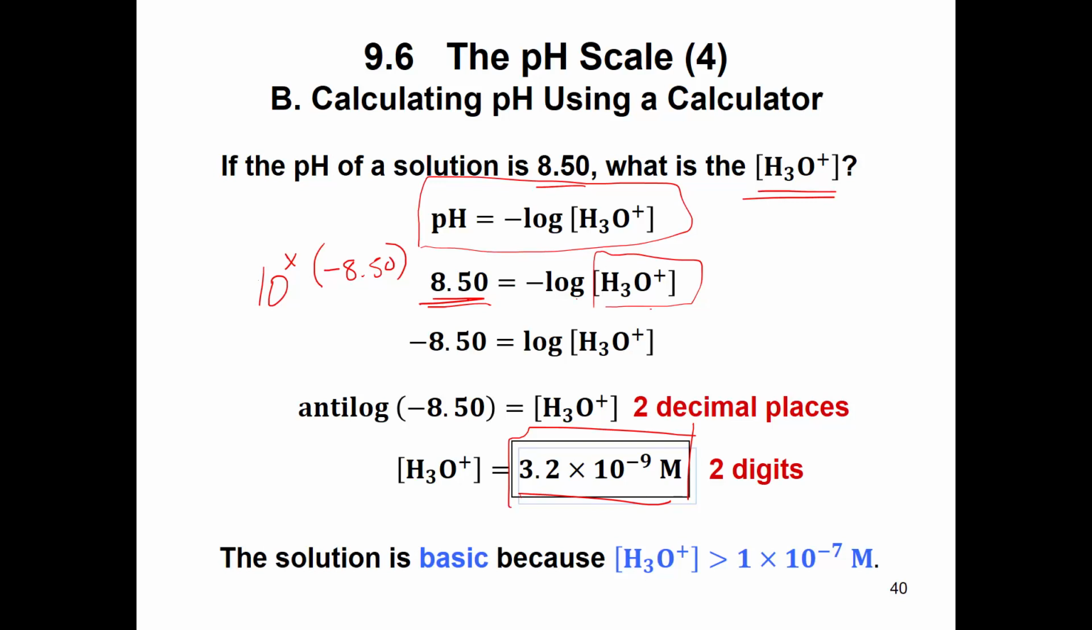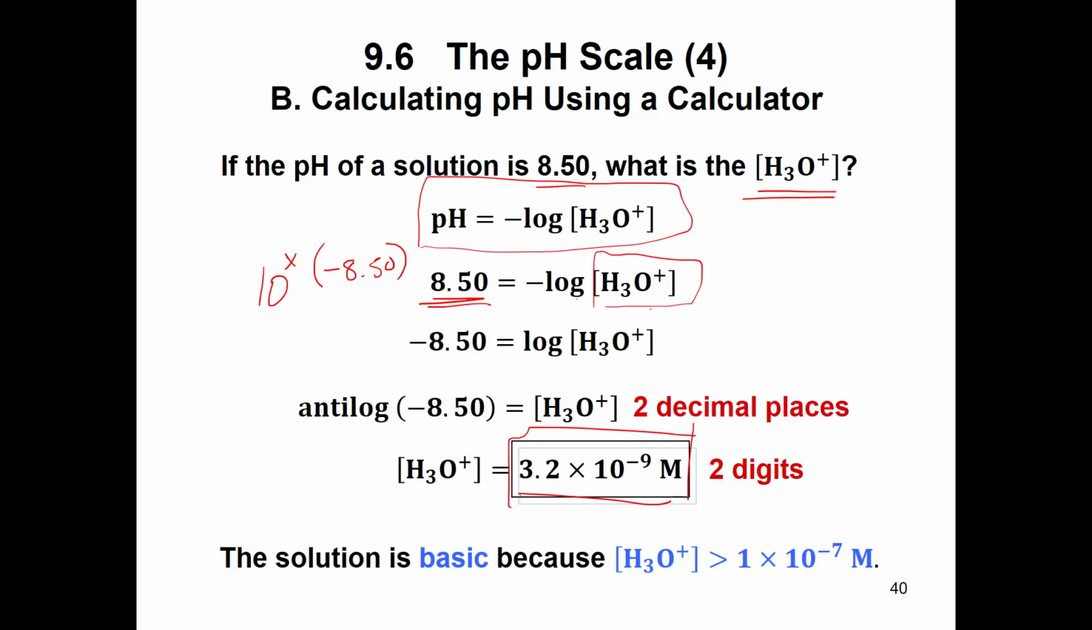And since 8.5 is greater than 7, you know that that is going to be a base. So put that in your calculator and make sure that it's going to work. I'm going to do it too, make sure I'm not telling you wrong.